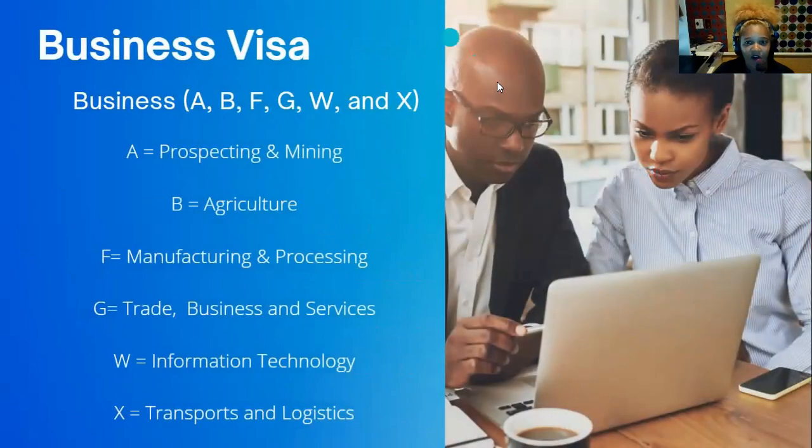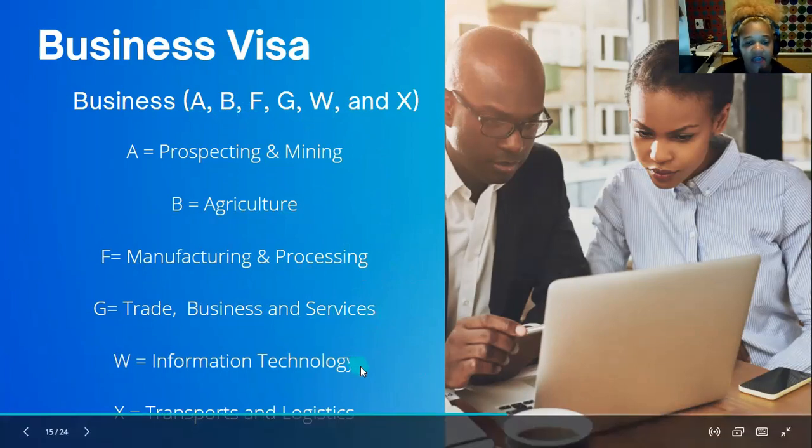So now we have our business visas. And so this is why I put A, B, F, G, W, and X, because each of your businesses are actually outlined in a different visa. You have prospecting and mining, agriculture, manufacturing and processing, trade, business and services, information technology, and transports and logistics. So if you're creating a business underneath one of these, you're going to make sure that you're applying for that business license.